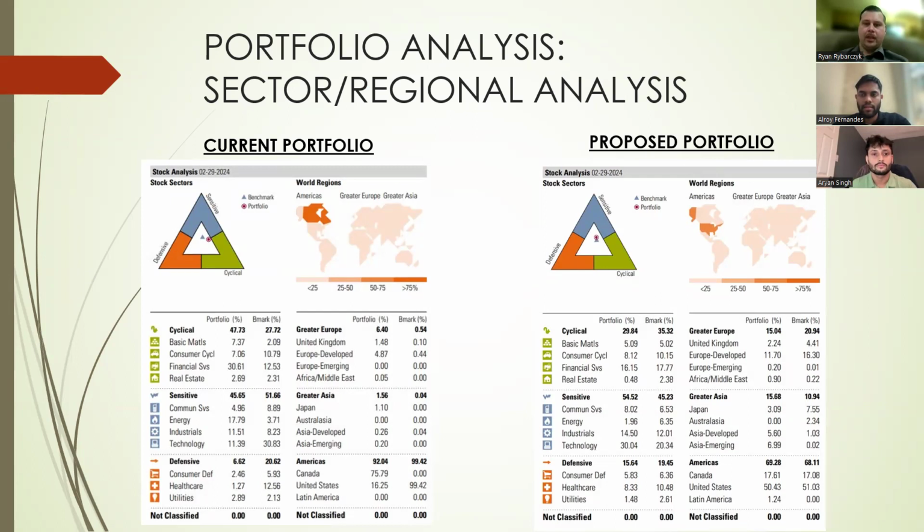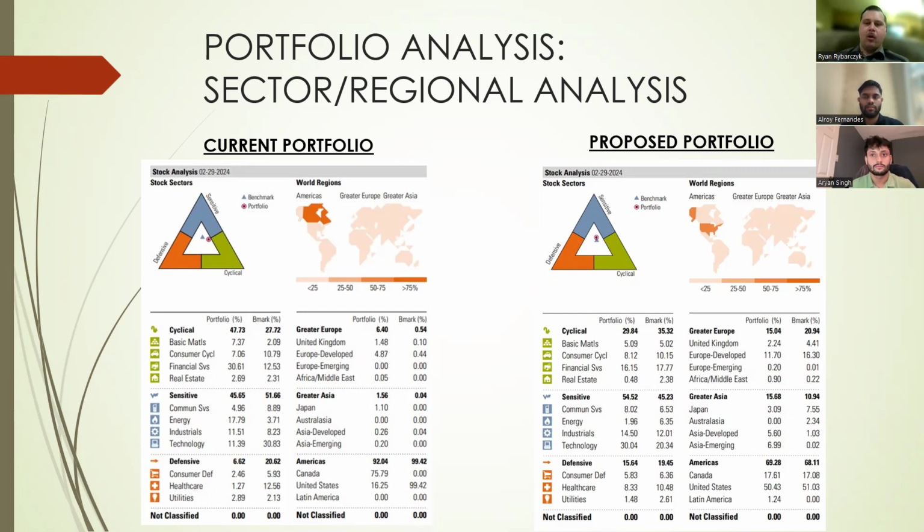Your portfolio leans heavily towards cyclicals such as financials at 30.61% and sensitives such as energy at 17.79%, industrials 11.51%, and technology at 11.39%. In your current portfolio, as we've previously discussed, you have high exposure to the Canadian market where financials, energy, and mining are dominant. One of our goals in the new portfolio was to increase your defensive position, which we have accomplished from 6.62% to 15.64%.